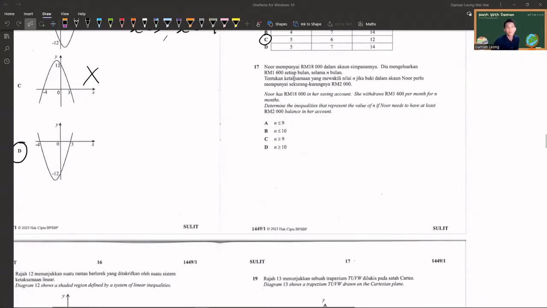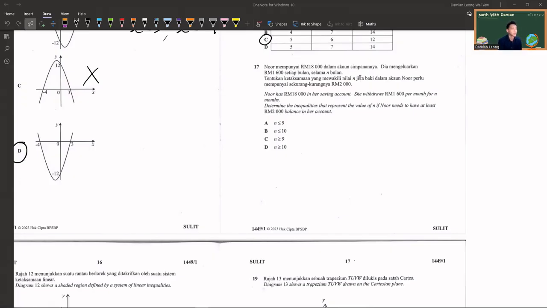Okay, so question 17. Nur mempunyai 18,000 ringgit dalam akaun simpanannya. Dia mengeluarkan 1,500 ringgit setiap bulan selama N bulan. Tentukan ketaksamaan yang mewakili nilai N jika baki dalam akaun Nur perlu mempunyai sekurang-kurangnya 2,000 ringgit. So I want to determine the inequality that represents the situation here.